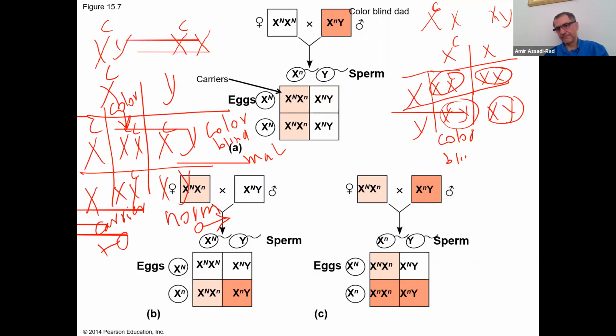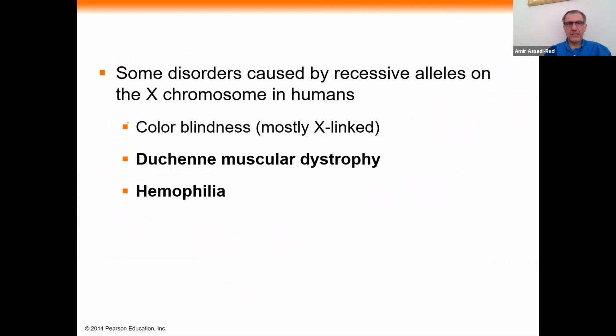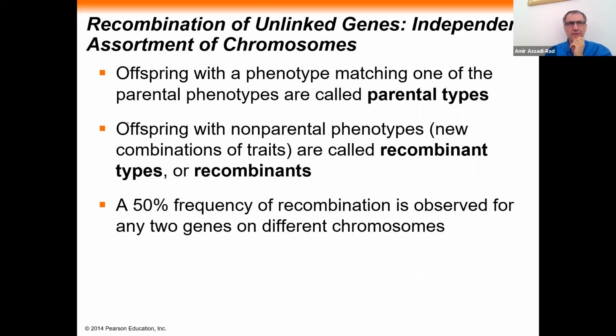So, some disorders caused by recessive alleles on X chromosomes in humans: colorblindness, mostly X-linked, Duchenne muscular dystrophy, hemophilia. Those are some of the other disorders that are sex linkage.